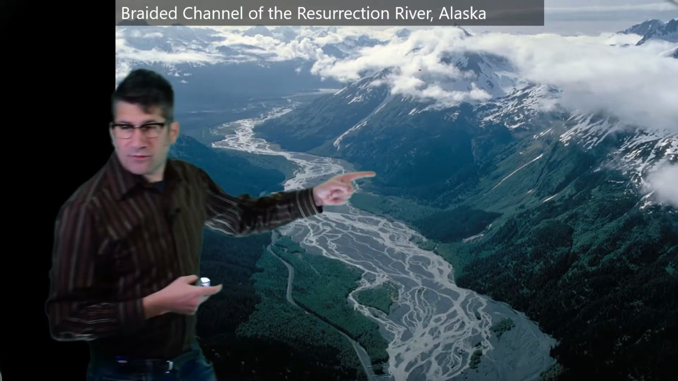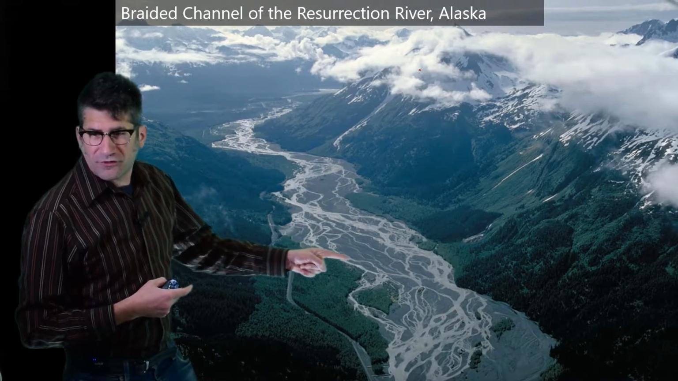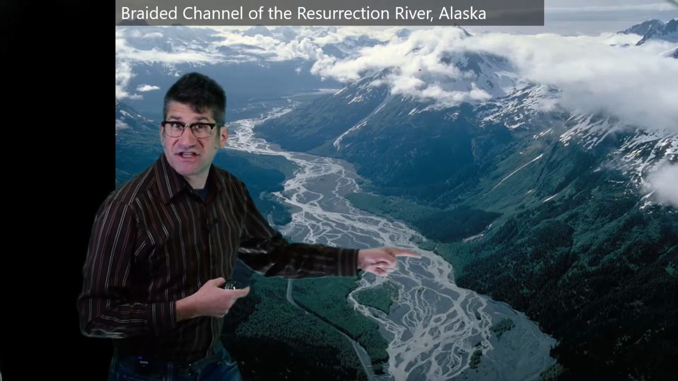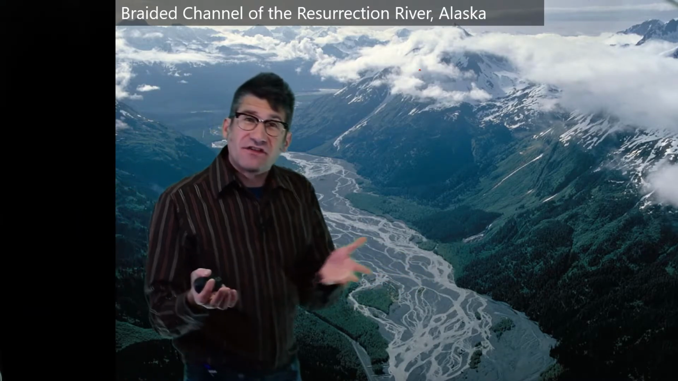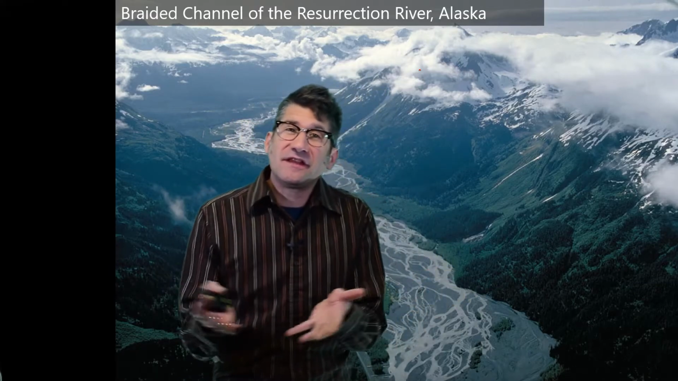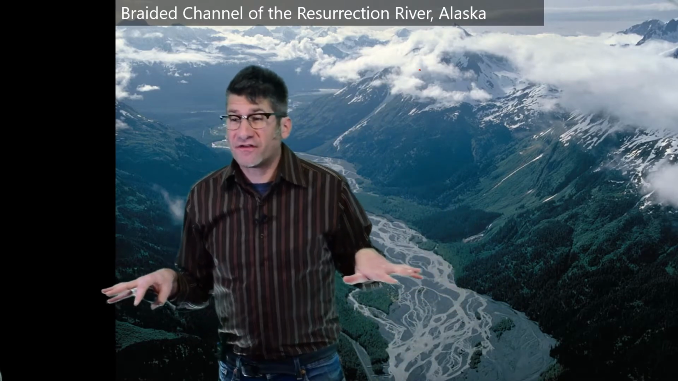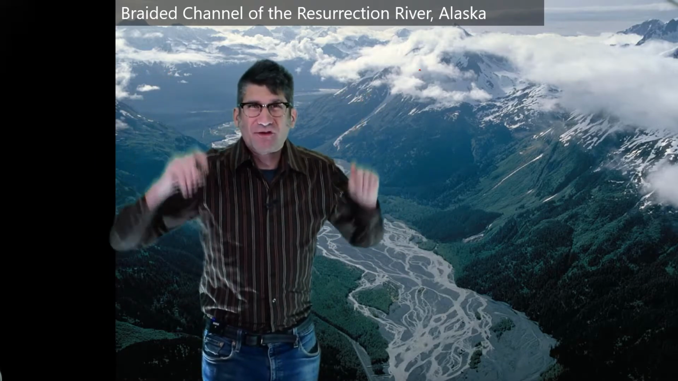Okay, here's a picture of a braided channel. Notice all these multi-threads of the channel, and notice there's not a lot of vegetation on these islands, suggesting to us that the stability of these is very low, that these islands are actively moving and the channels are shifting back and forth across the floodplain. So this is from the Resurrection River in Alaska.